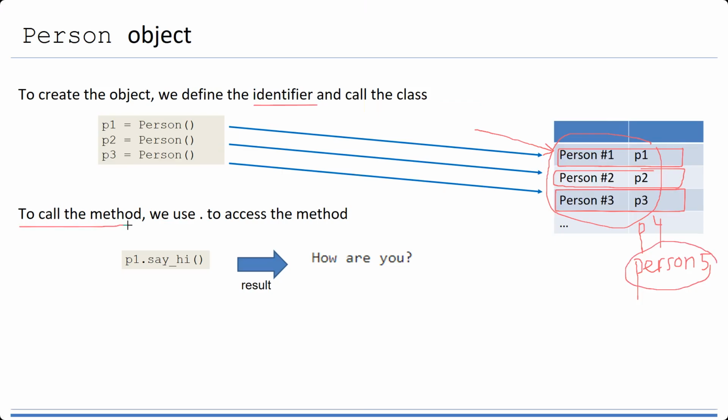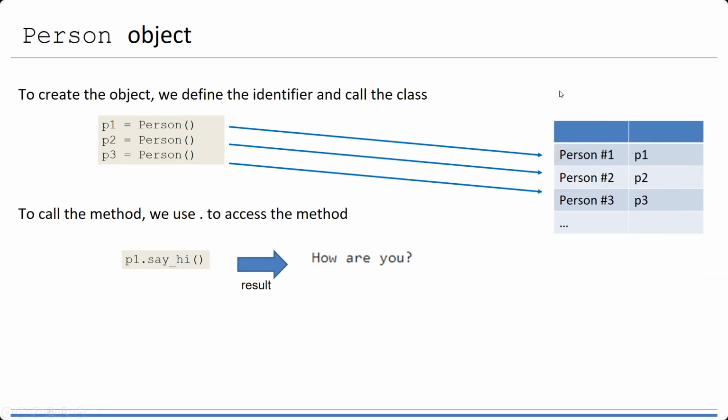And to call the method, we need to use a dot to access the method. For example, P1. For this object P1, I would like to use the method say hi, and the splitter is the dot. So using the dot, I call the say hi method, and the result will show the output like this one.